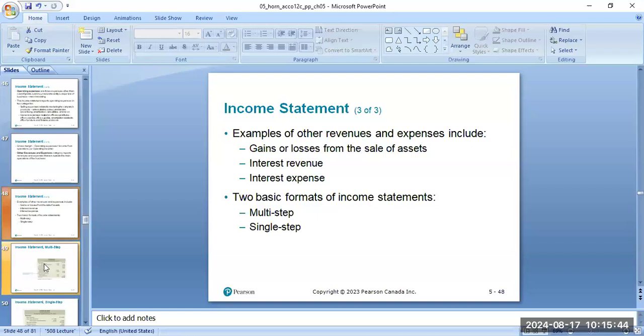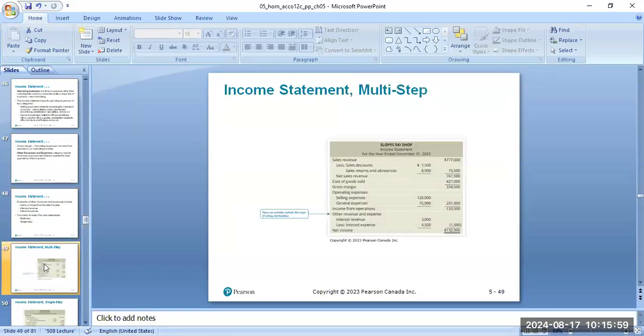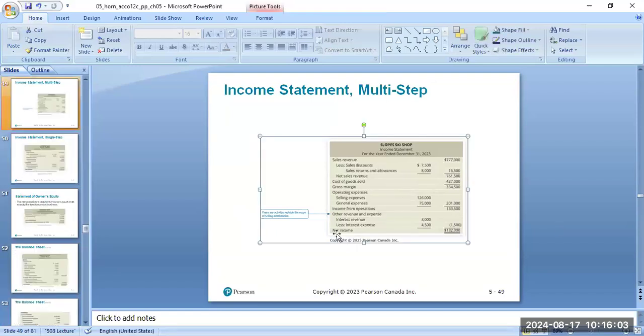Examples of those other revenue and expenses include gains and losses, interest revenue, interest expenses. And the two basic formats of the income statement: multi-step and single step. Multi-step is when we have different calculations. First, we start with the sales.